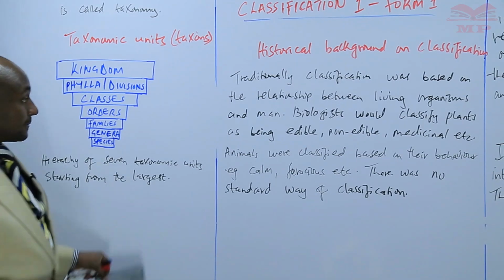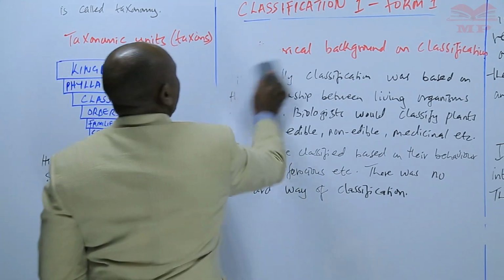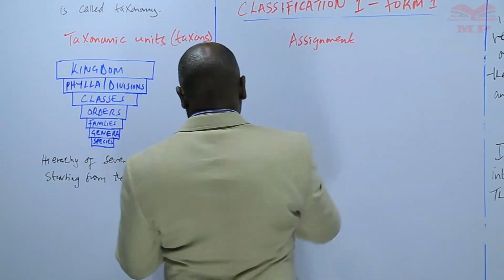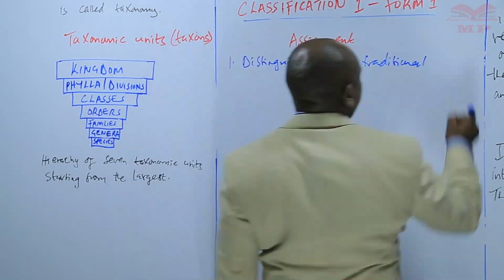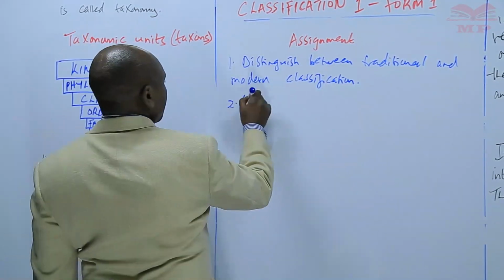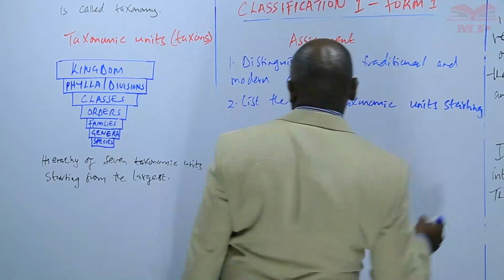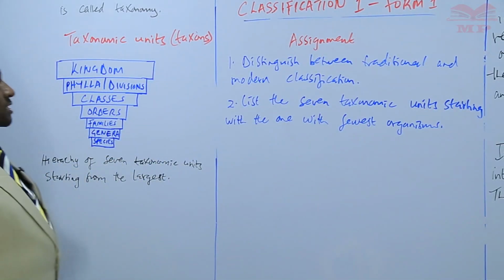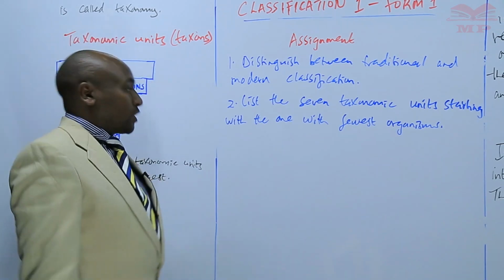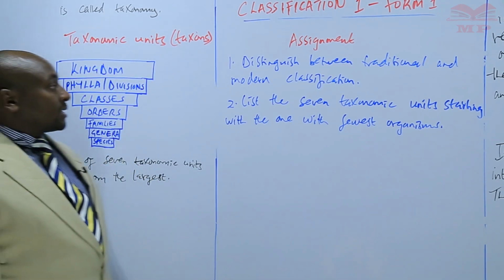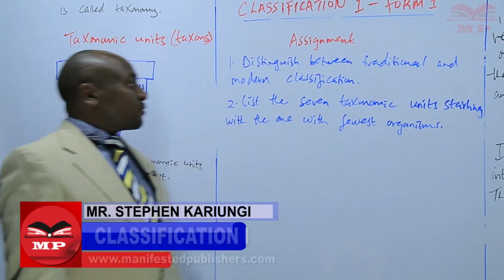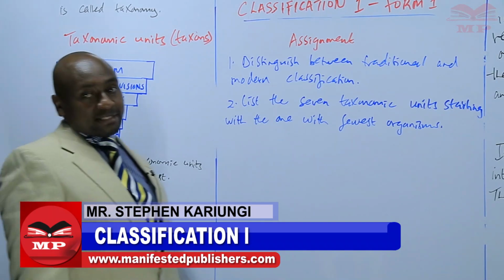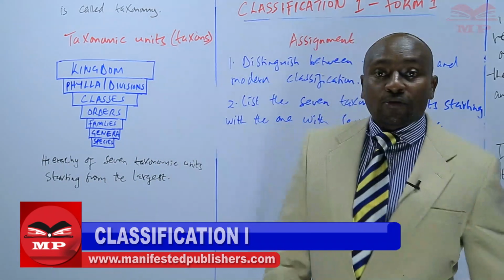So we are going to have an assignment on that. So the first question, distinguish between traditional and modern classification. 2, list the 7 taxonomic units, starting with the one with the fewest organisms. So we'll continue from there next time.